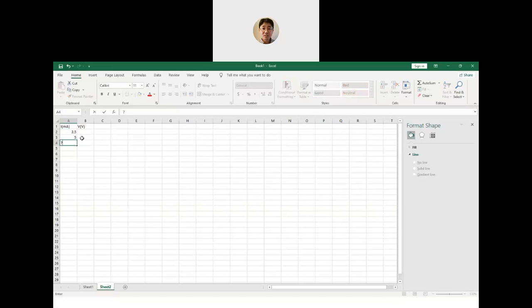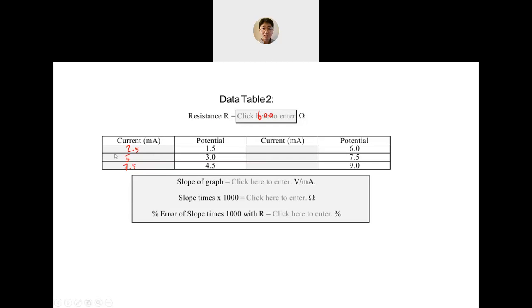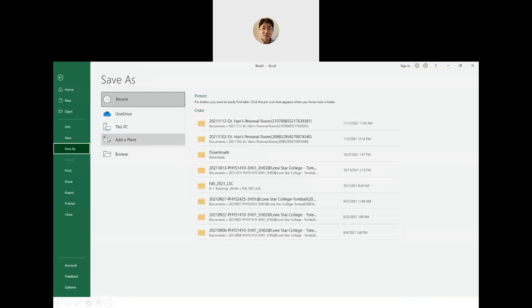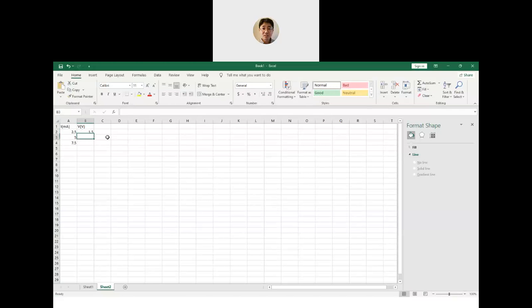You have to use all the data, but for me, I choose only the first 3 values, because this is your experiment, not my lab. But I just want to explain that. You can do all 6 values. Then what about voltage? Voltage is 1.5, 3, 4.5. Then now we're gonna draw the graph again.